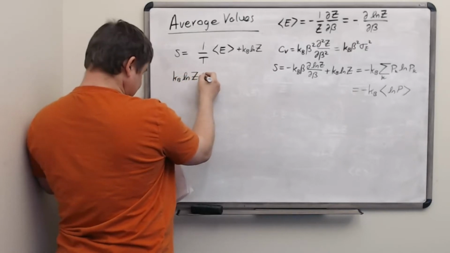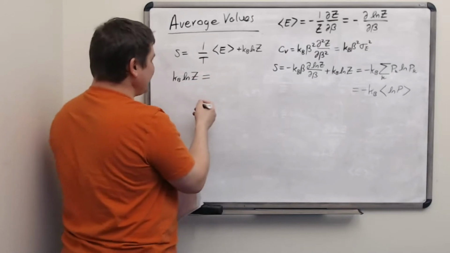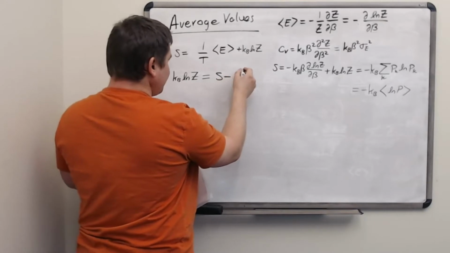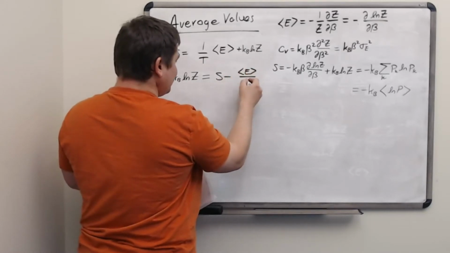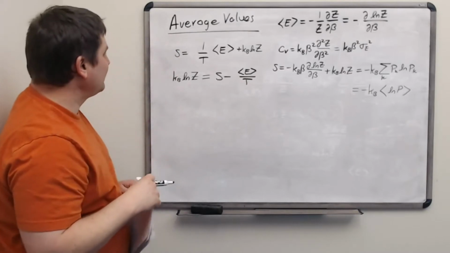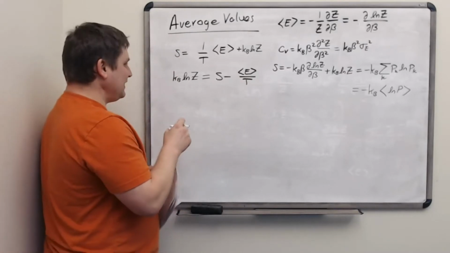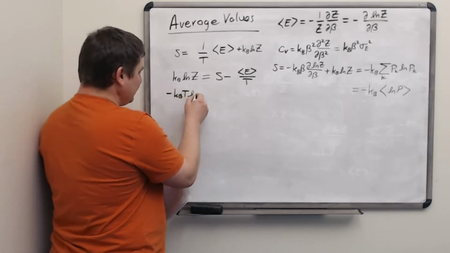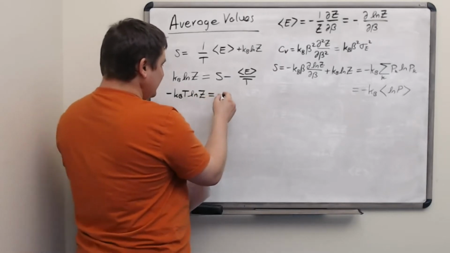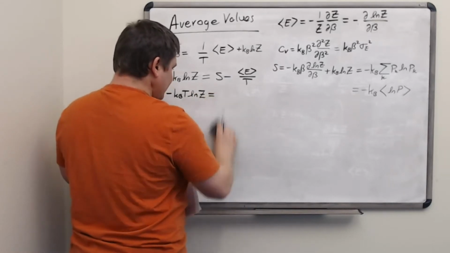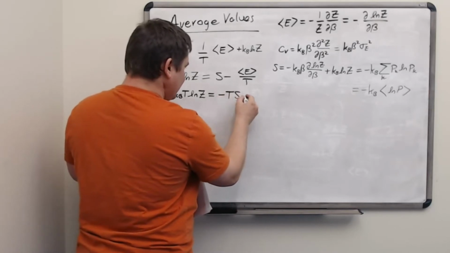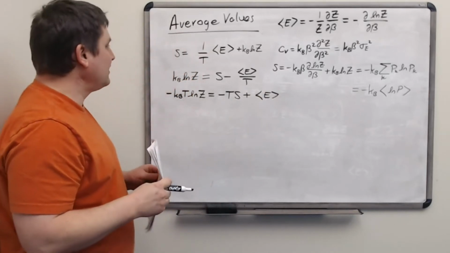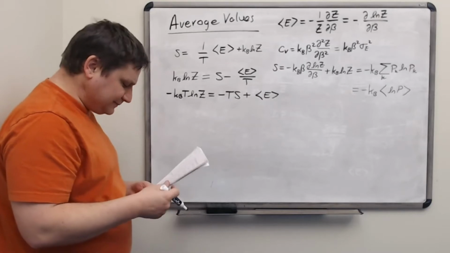Maybe we had a system where we knew the energy and temperature, and we wanted to solve for the partition function. We would rearrange like this. That's legal. Let's multiply both sides by negative T. So negative kB T log Z would give us minus TS plus the average energy per molecule, per particle.